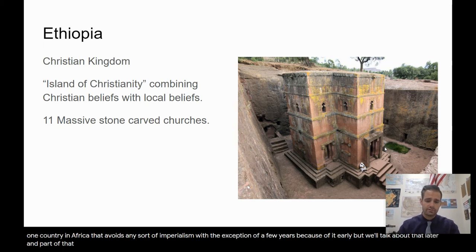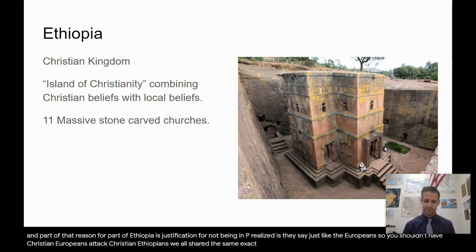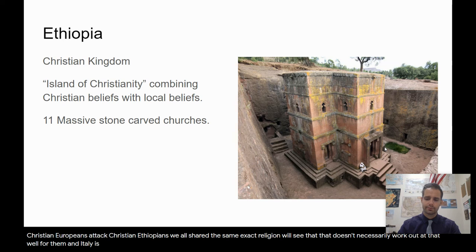And part of Ethiopia's justification for not being imperialized is they say, well, look, we're Christian just like the Europeans. So you shouldn't have Christian Europeans attack Christian Ethiopians. We all share the same exact religion. We'll see that that doesn't necessarily work out that well for them, and Italy is going to completely ignore that. But once again, we'll talk about that in Unit 7. For right now, it's important to remember that Ethiopia is that island of Christianity in Africa.